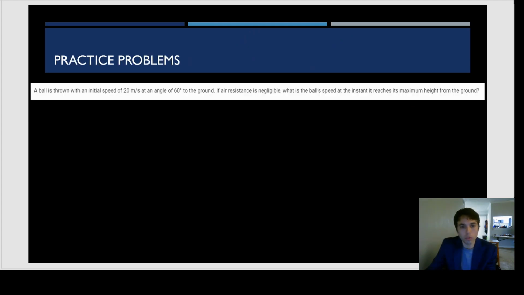Alrighty, let's do the next one. We've got a stone thrown with an initial speed of 20 meters per second at an angle of 60 degrees to the ground. If air resistance is negligible, which, again, it always is, they like to say that, though, just to remind you, what is the ball's speed at the instant it reaches its maximum height from the ground?